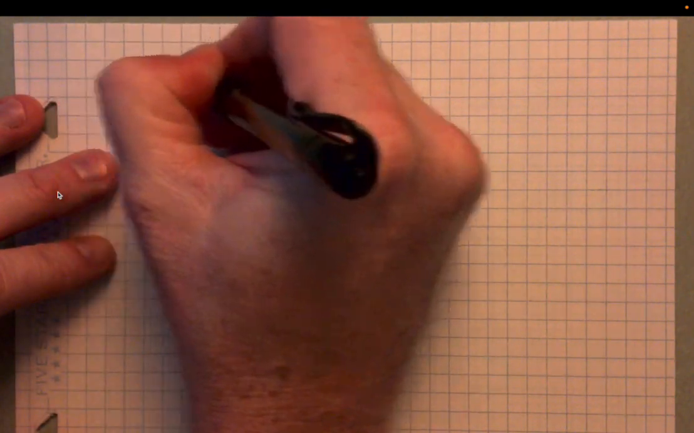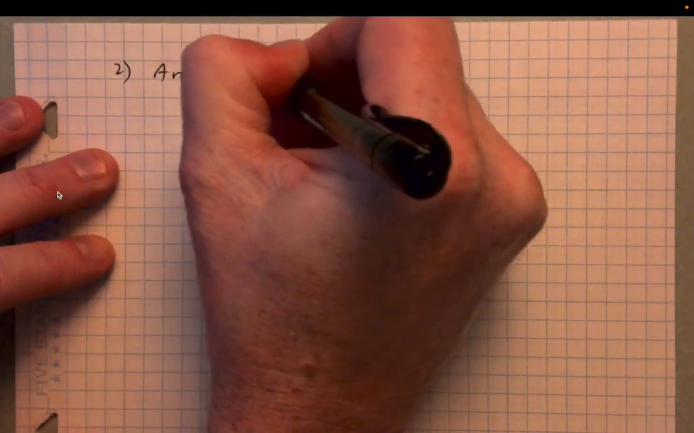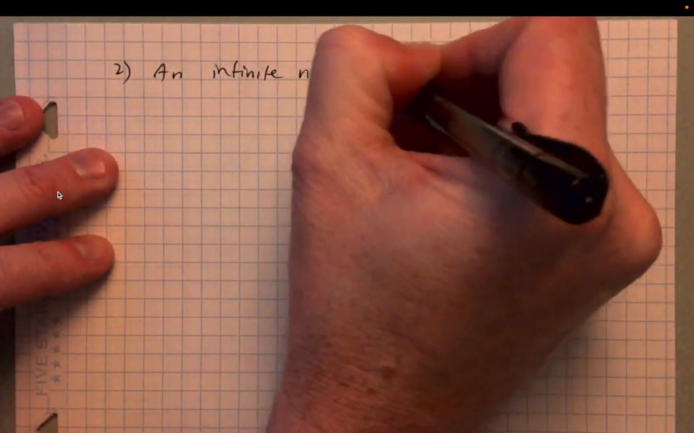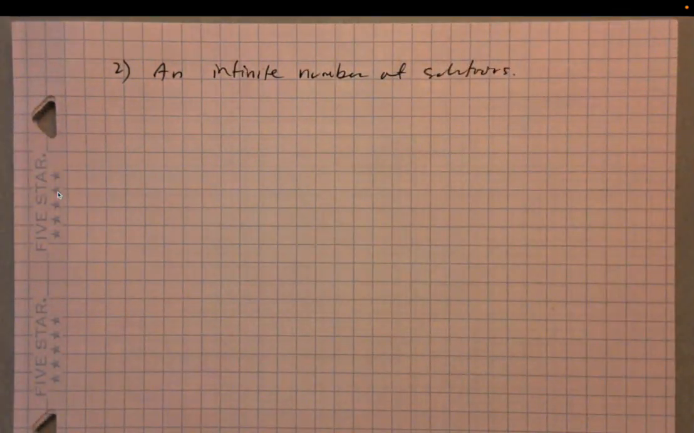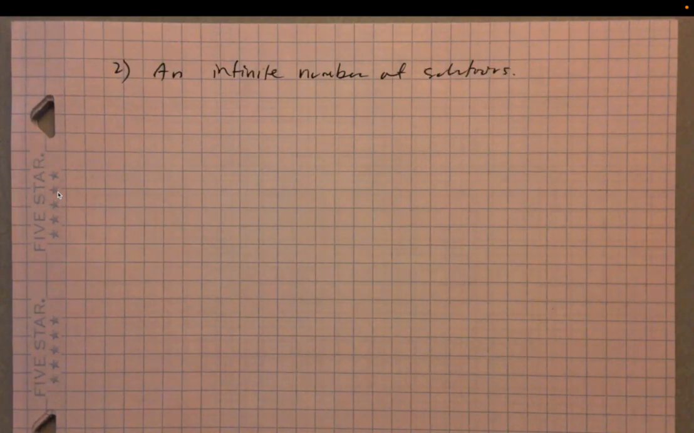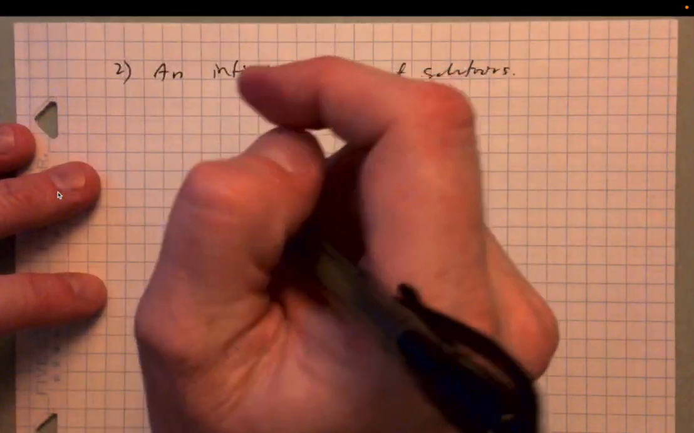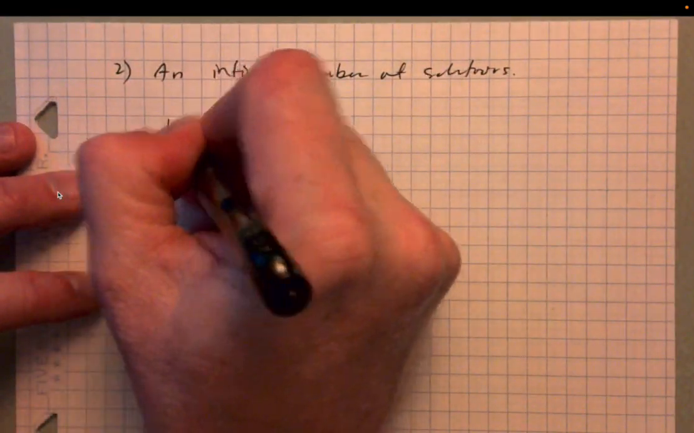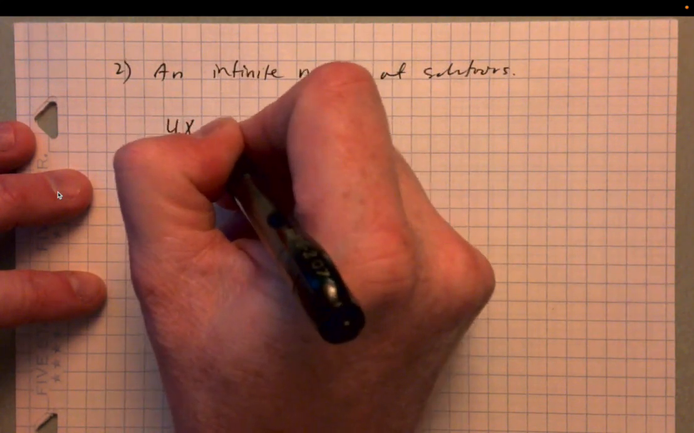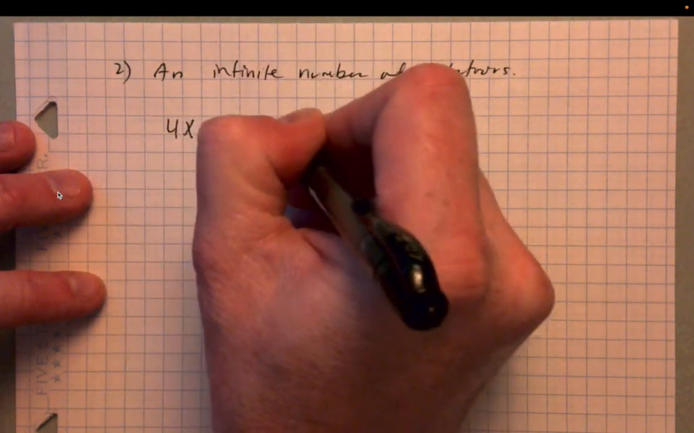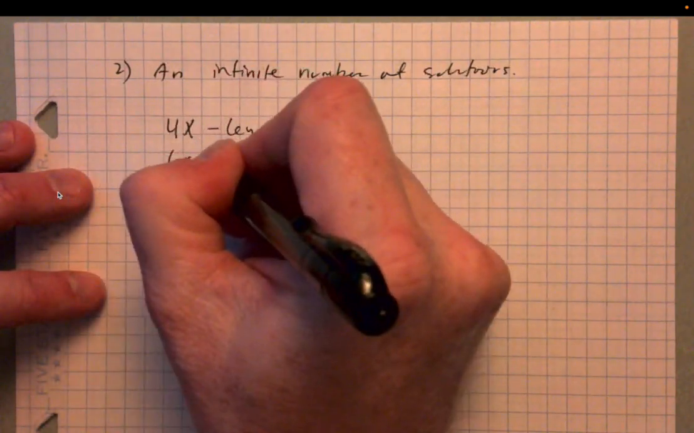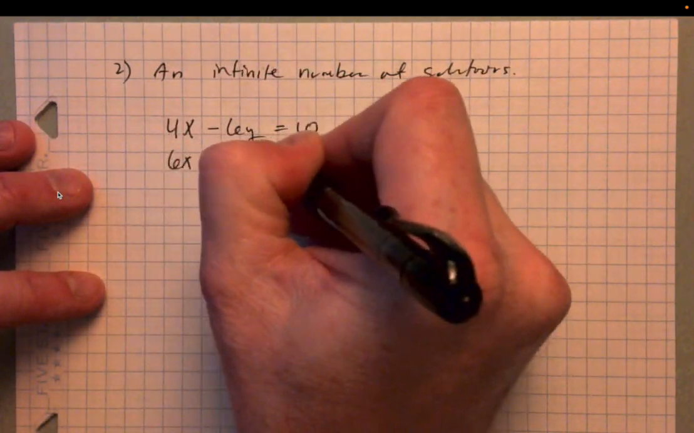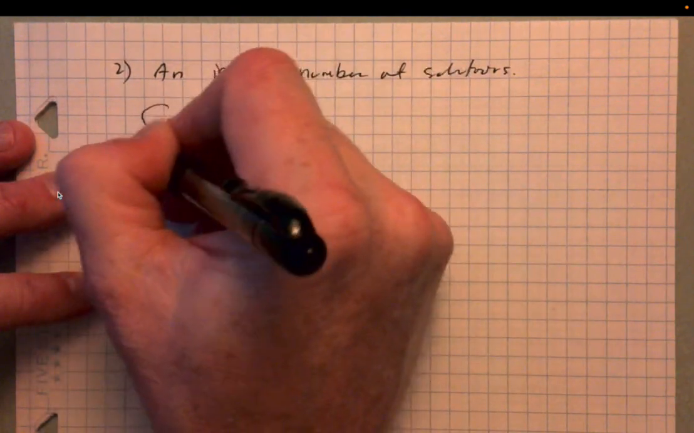An infinite number of solutions. Again, we'll just operate in the xy plane. An example system would be 4x minus 6y equals 10, and 6x minus 9y equals 15.